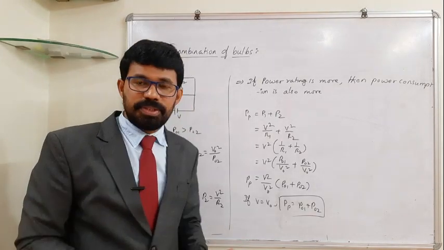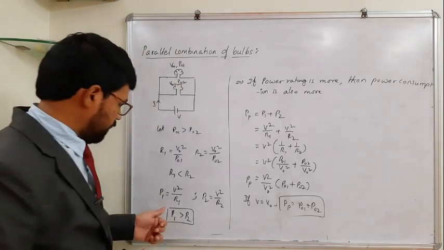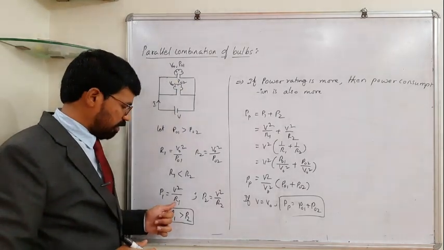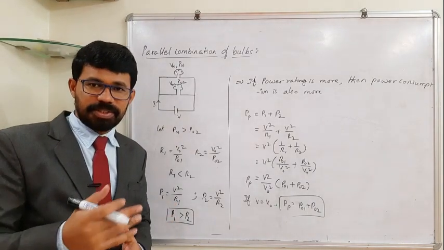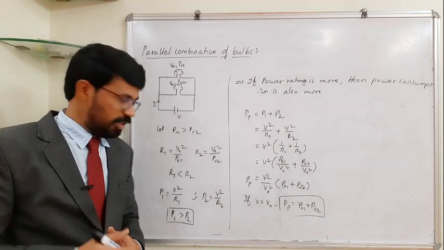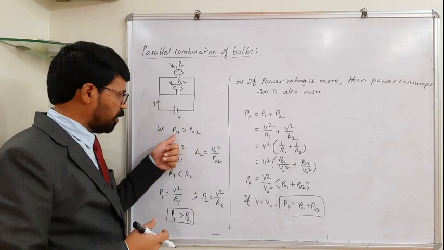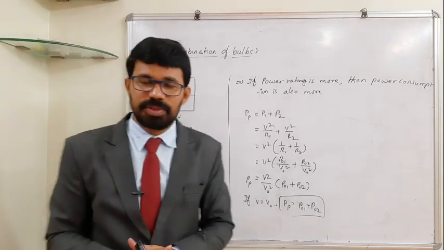Okay. So in series combination, if the value of resistance is less, power consumption will be less. Whereas in parallel combination, if resistance value is less, power consumption will be more. In terms of power rating, in series combination, the one which has more power rating will consume less power, and here the one which has more power rating will consume more power in parallel combination. So these are the points that you should remember.